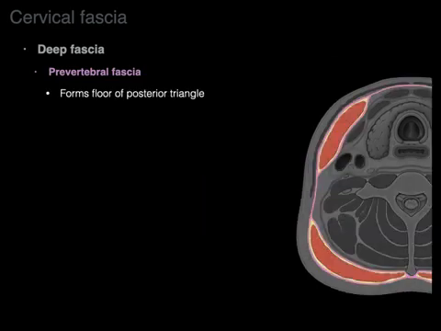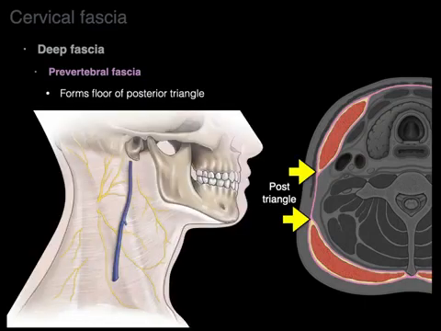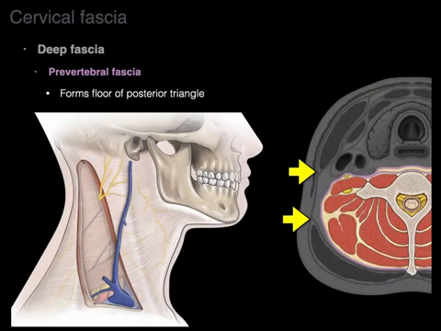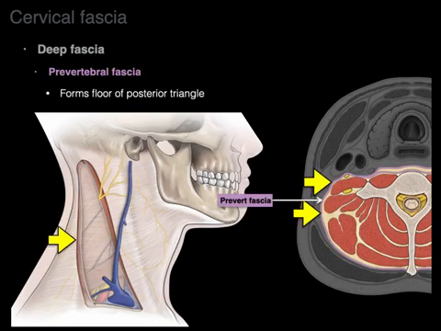It also forms, the prevertebral fascia forms the floor of the posterior triangle. There's the posterior triangle, and there's a lateral view of the posterior triangle, and it forms the floor because watch, when you cut through, right on the floor of the posterior triangle is prevertebral fascia. There's the cut edge. We go down, there's that prevertebral fascia.